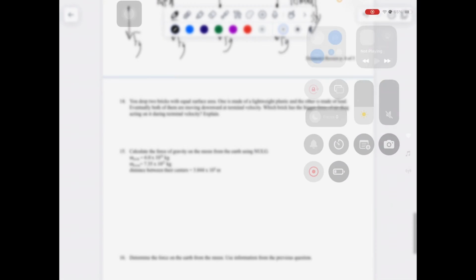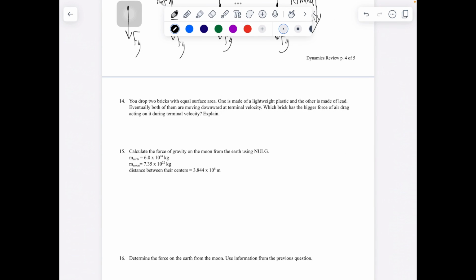Number 14. You drop 2 bricks with equal surface area. One is made of a lightweight plastic, and the other is made of lead. Eventually, both of them are moving downward at terminal velocity. Which brick has the bigger force of air drag acting on it during terminal velocity?